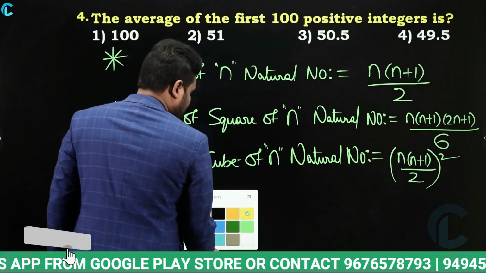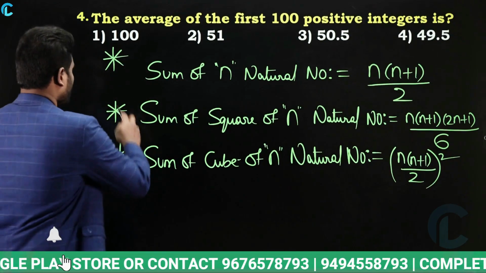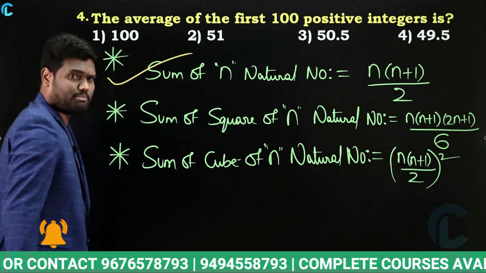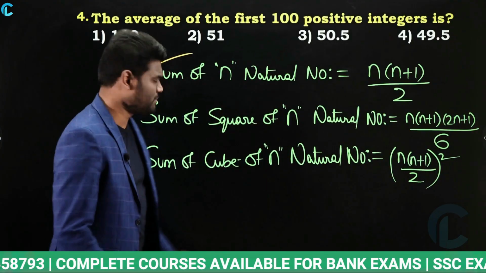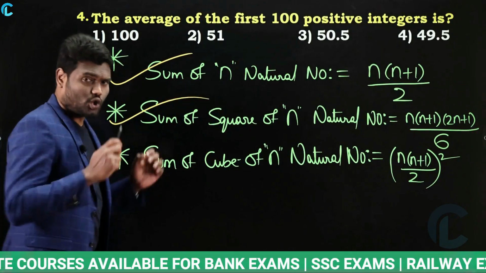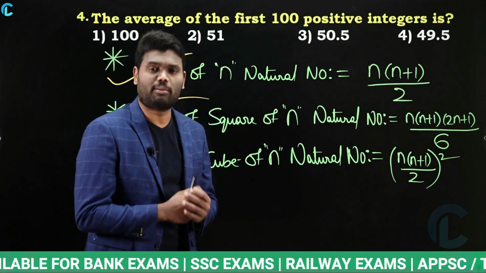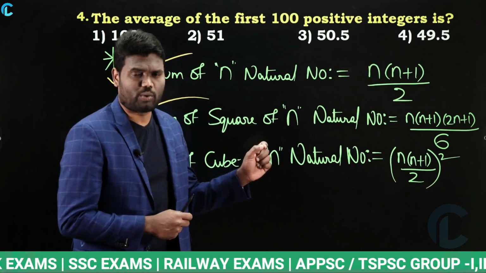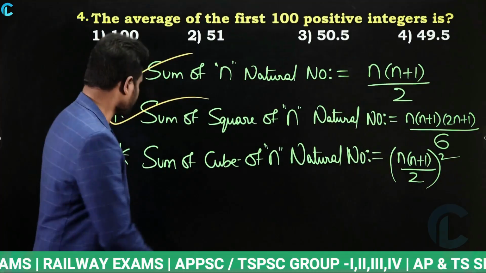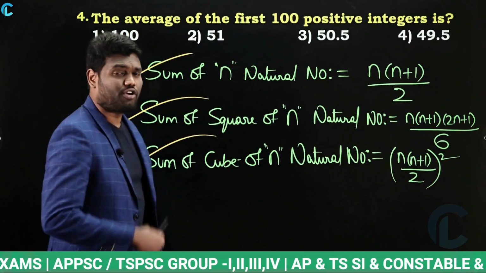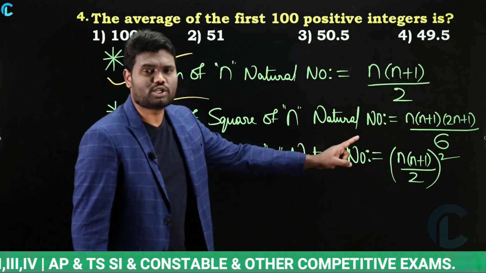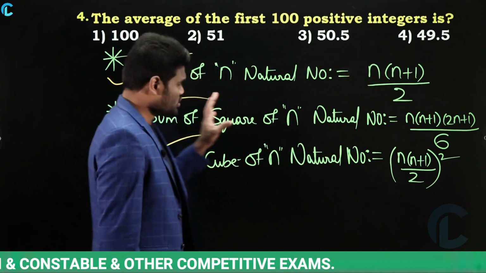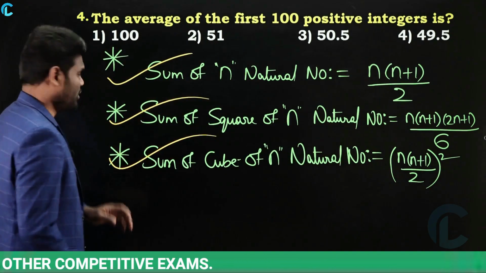Why? Because based upon this we are going to get questions. First one is the sum of n natural numbers: n into n plus 1 by 2. Next is the sum of squares of n natural numbers: n into n plus 1 into 2n plus 1 by 6. And the next is the sum of cubes of n natural numbers: n into n plus 1 by 2 whole square. Okay, so note this. This is really important.